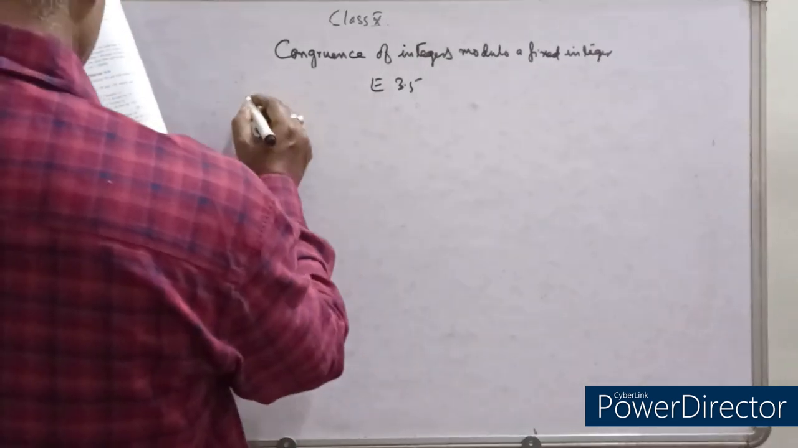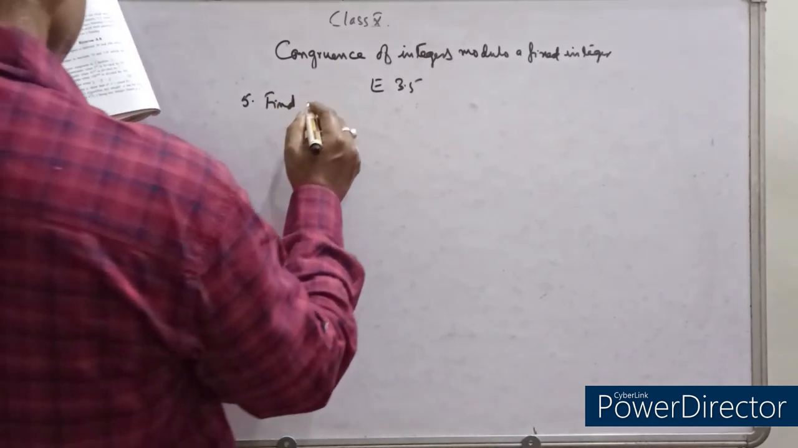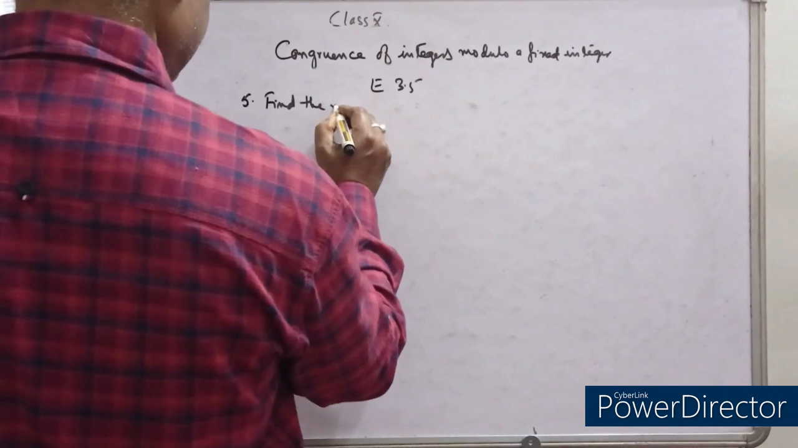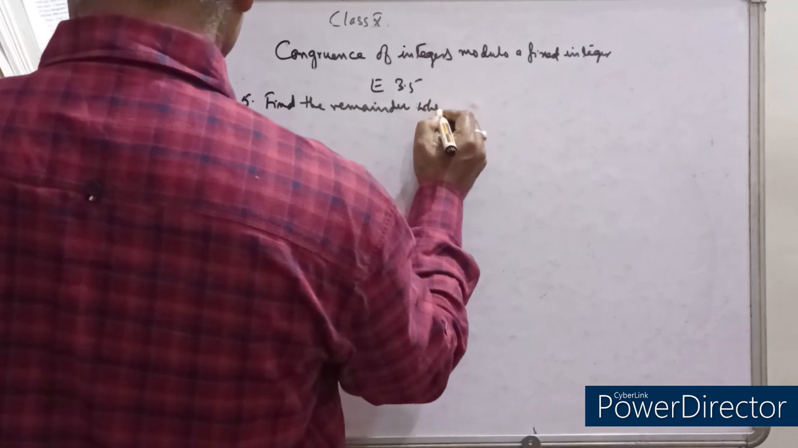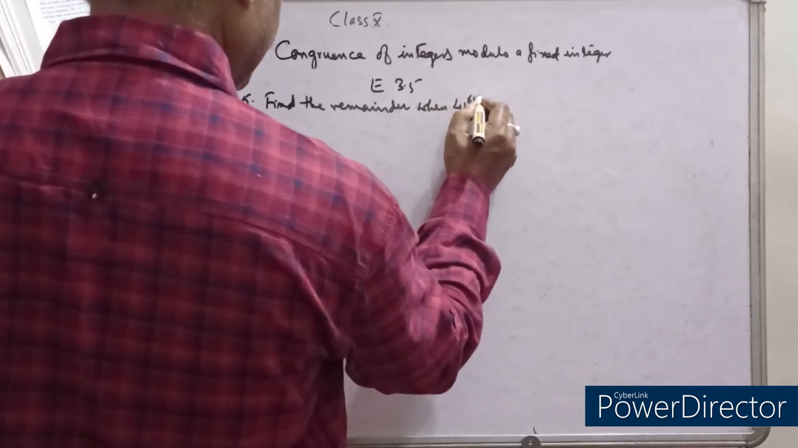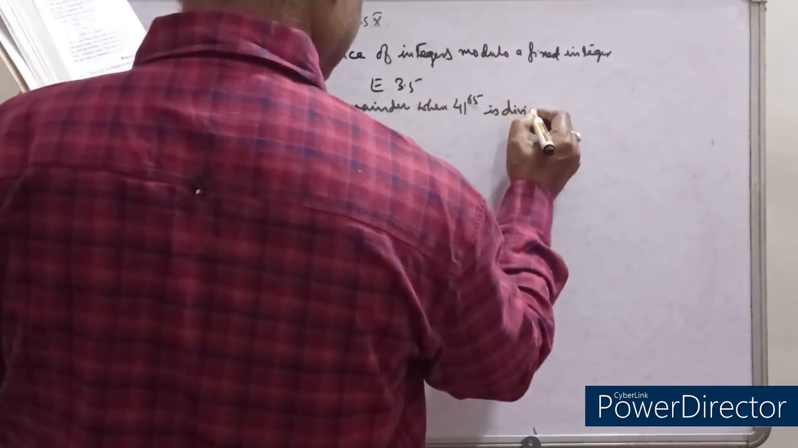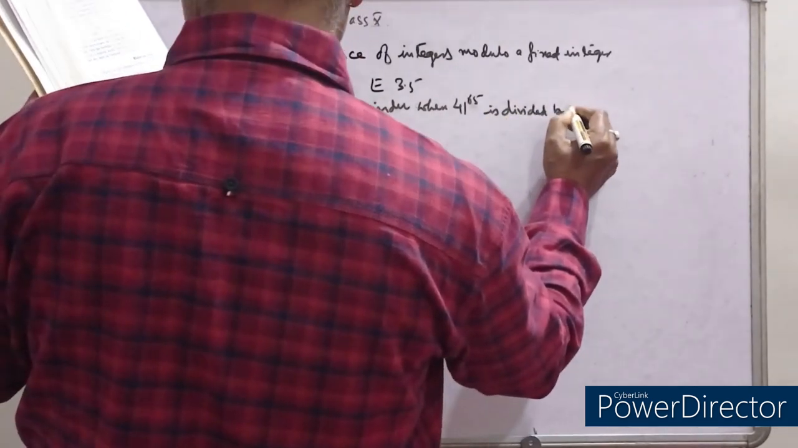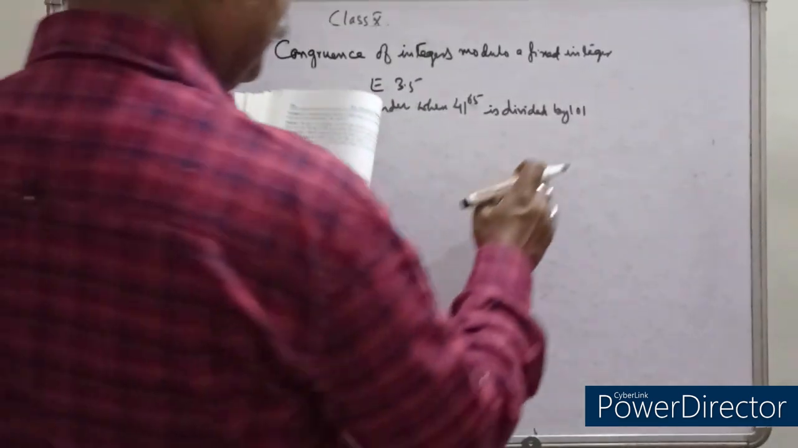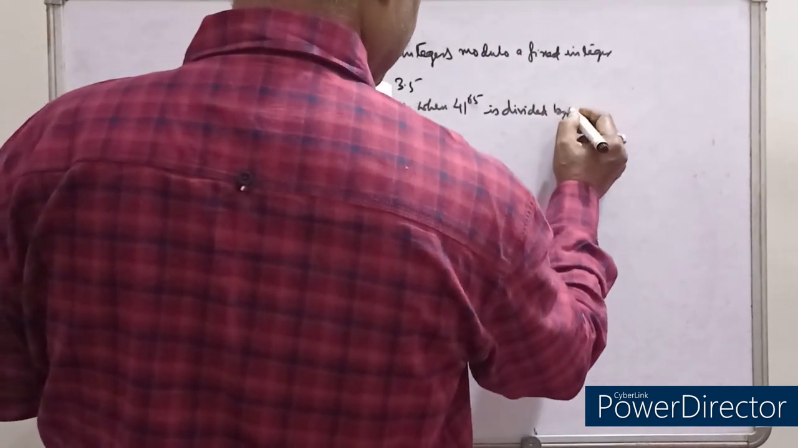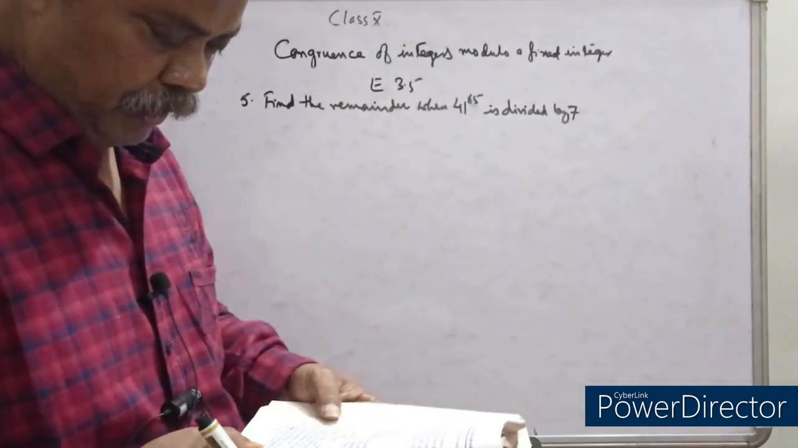Now my next question is question number 5. Find the remainder when 41 to the power of 65 is divided by 101. Not 101, it is divided by 7. So 41 to the power of 65 is divided by 7.